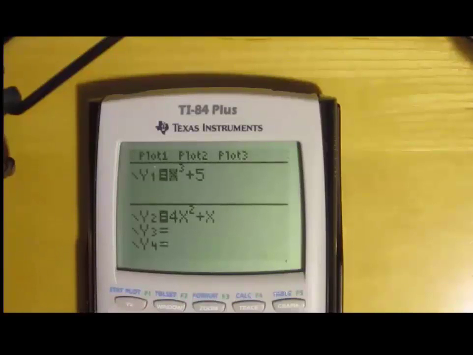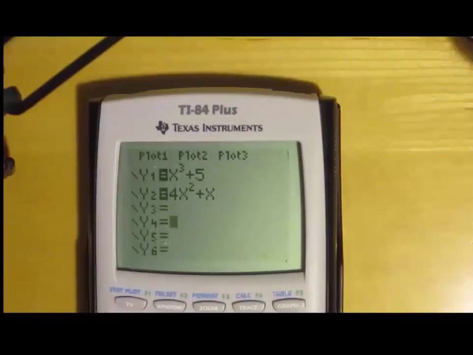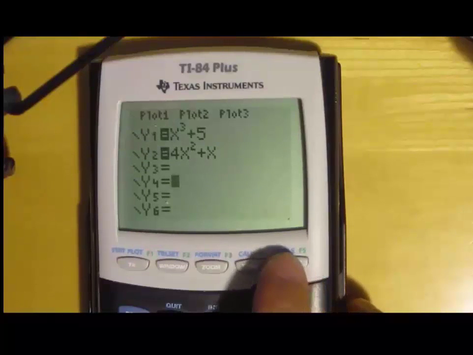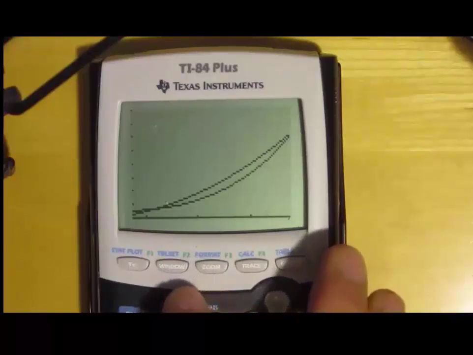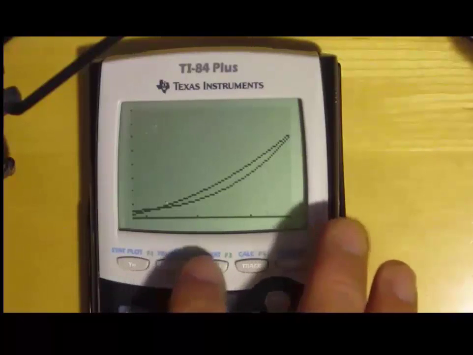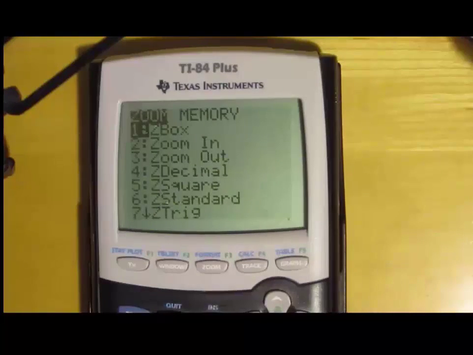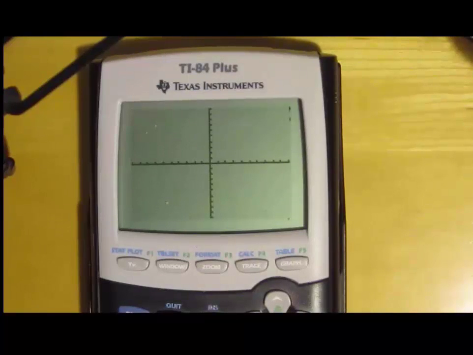So first, enter the polynomial equations into the calculator, then press graph. If it didn't turn out the way it should, it's because you didn't set up the window properly. So to set up the window, press the zoom button, and check 6. There you go. So you get two graphs here.